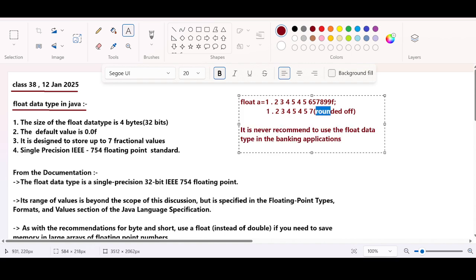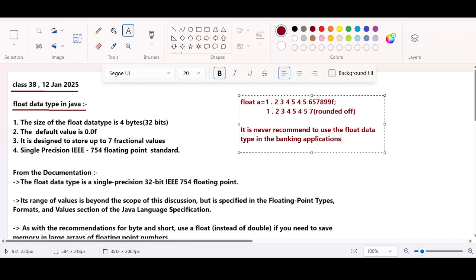There are rounding off issues. The behavior is a little bit weird, because this behavior happens based upon the registry, based upon the internal storage. Even though it is negligible, it is ideally not recommended for the banking application. This is what your answer has to be.